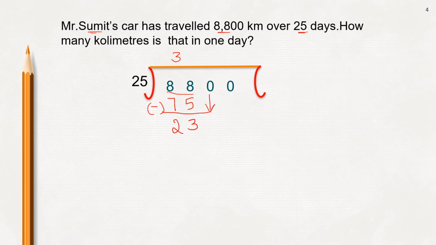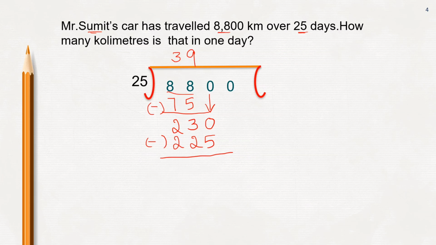Next, bring down 0. We brought down 0. Now we are left with 130. Yes. Now 25 four times is 100. 25 eight times is 200. 25 nine times is 225, right? So 25 ten times will be 250. 250 is more than 230. So we'll stop at 9 times.